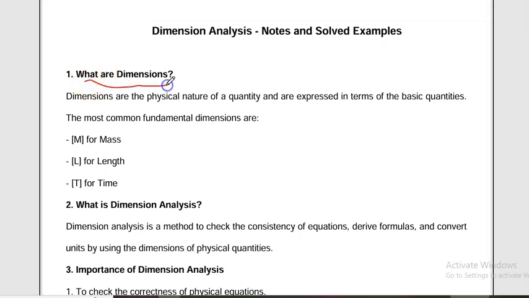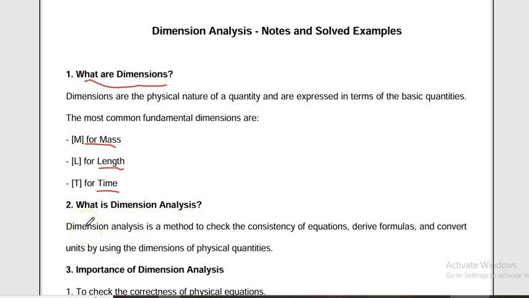So before we understand what dimension analysis is, we need to know what dimensions are. Dimensions are the physical nature of quantities. Okay, a physical nature of a quantity, and this nature may be mass, length, or time. There are many physical natures of quantities, but these three are the main quantities that we are going to talk about. These quantities are what we call basic quantities, which we are going to use to derive other quantities, which we call derived quantities. I'm sure everyone is clear on that point.